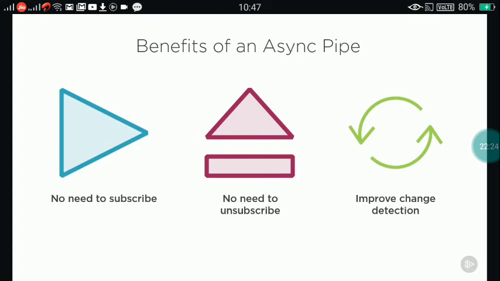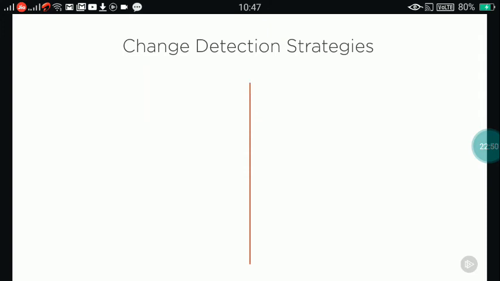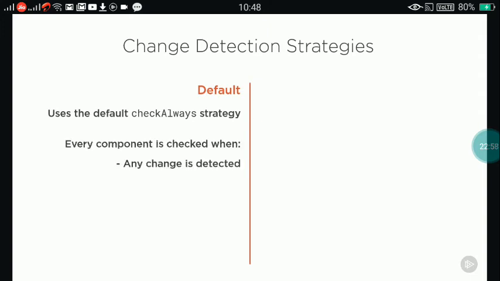With the async pipe, we also have the option to improve performance by modifying our change detection. Let's talk a bit more about this last one. Angular uses change detection to track changes to the application's data structures, so it knows when to update bound elements in the UI with changed data. Change detection ensures our template bindings display the current data from our component. There are two basic change detection strategies. Default uses the default check always strategy. Every component is checked when any change is detected.